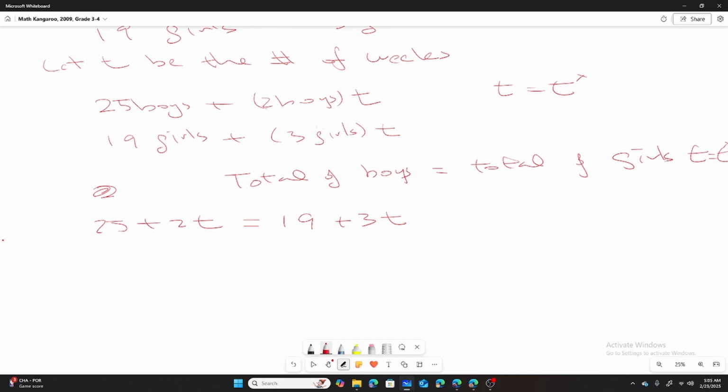So why don't we subtract 2t from both sides, and subtract 19 from both sides. 25 minus 19, and 3t minus 2t. On the left side is going to be 6. On the right side is going to be 1t, which is just the same as t. So on the 6th week, the number of girls would equal the number of boys.